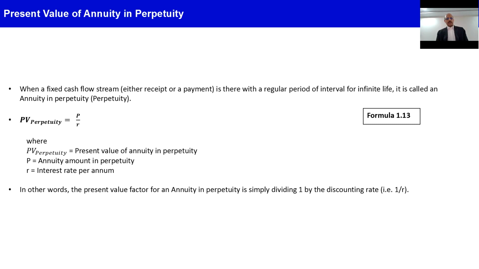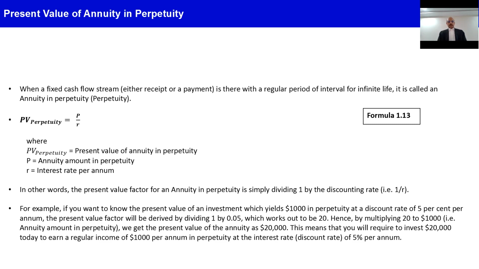And how it is used, let's see an example. If you want to earn $1,000 every year in perpetuity and your rate of interest is 5%, how much will you have to invest to earn $1,000 at 5%? It's very simple: 1,000 divided by 0.05. So you have to invest $20,000 today in present value terms to earn a regular income of $1,000 every year in perpetuity. So that's how perpetuity and the present value concept are explained.